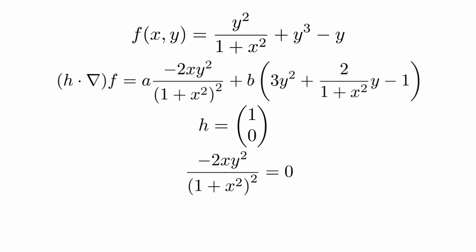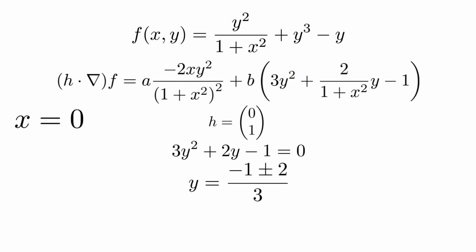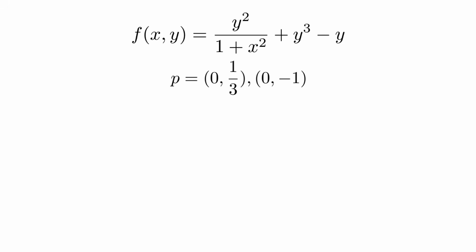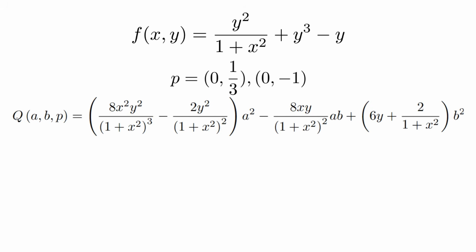The bottom cancels and we divide by minus 2y squared, leaving us with x equals 0. Next we can solve for when h equals (0, 1). We set it equal to 0 and we get the slope to be this quadratic. We can sub in x equals 0 and then solve it with the quadratic formula, giving two solutions, y equals -1 and 1/3, giving us two critical points. Now we just need the curvature function, so we apply h.del again, giving our full curvature function to be this. Since we know the two points, we can sub in their x and y values.